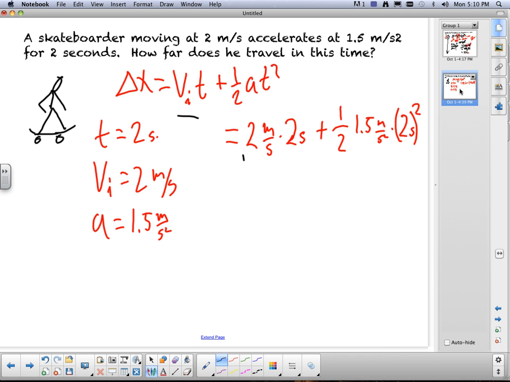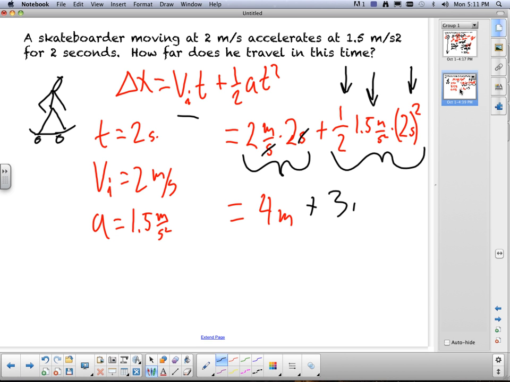Looking at just this first term, that's going to be 2 times 2. The units of seconds cancel out, so I'm left with 4 meters just for that term. Now for this term, I have 2 seconds squared, which gives me 4. Taking the 1/2, I divide 4 by 2, which leaves me 2. Then 2 times 1.5 leaves me 3 meters. So my answer, 4 plus 3 meters, is 7 meters. And that's it. That's all for now.